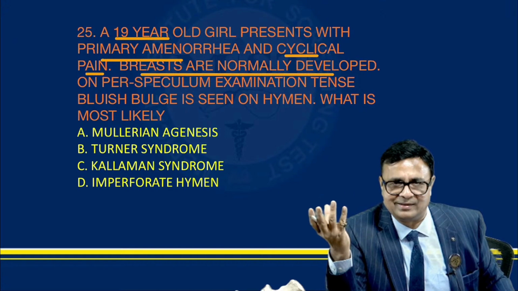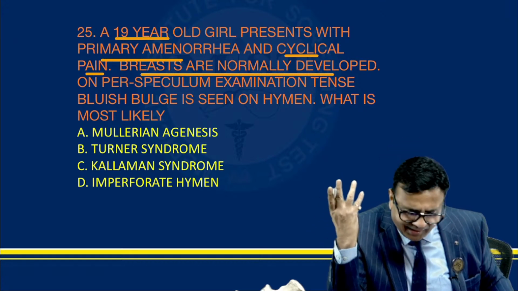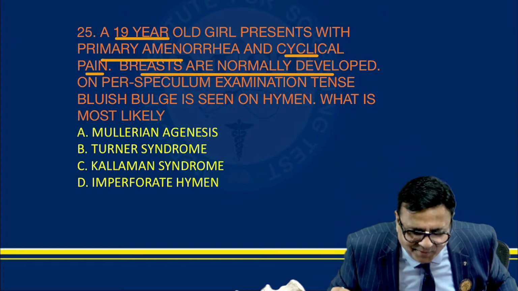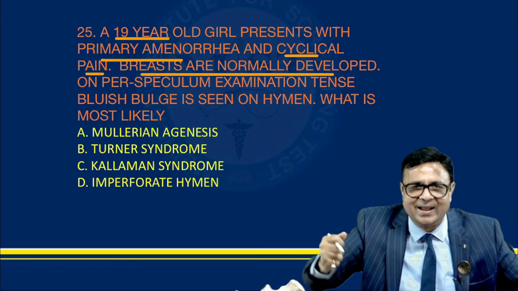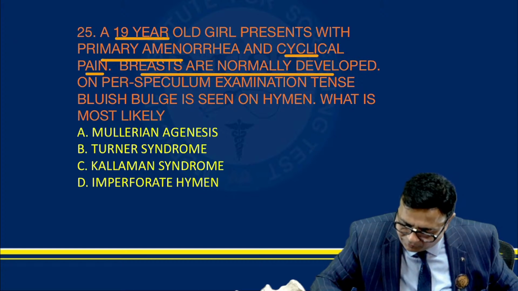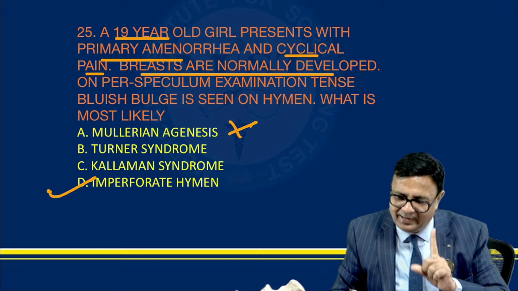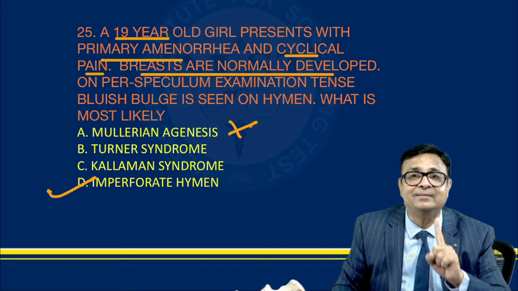What is most likely? Give me the answer. D. Everyone has started bombarding the answer. This is imperforate hymen. Why is it not Mullerian agenesis?